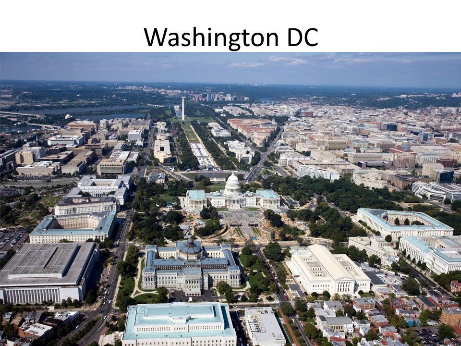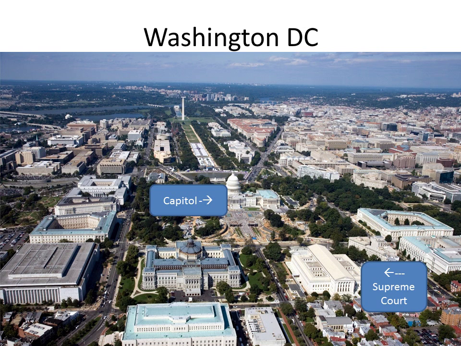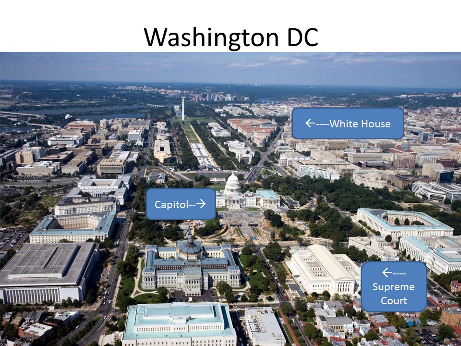This is an aerial view of Washington, D.C. Towards the upper left, you can see the Washington Monument, and more distant than that is the Lincoln Memorial. And here is the Supreme Court on the lower right. Here is the Capitol building, where the laws of our national government are made. And here is the White House, where the President has his offices and residence.